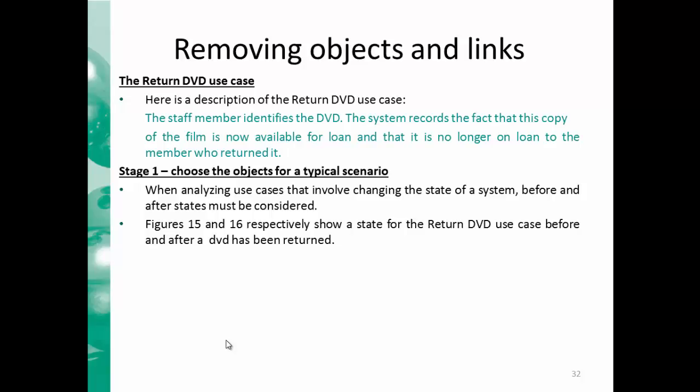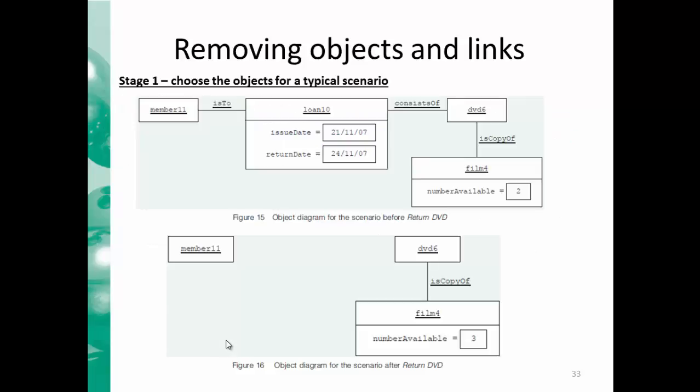The system records the fact that this copy of the film is now available for loan, and that it is no longer on loan to the member who returned it. Now we choose the objects in the typical scenario, and this is shown in this figure. We see the scenario before returning the DVD, where we have loan 10 as an object existing between DVD 6 and member 11. Now, when the DVD is returned, that loan should be destructed and it will disappear, and there will be no relation between member 11 and DVD 6 because he already returned it.